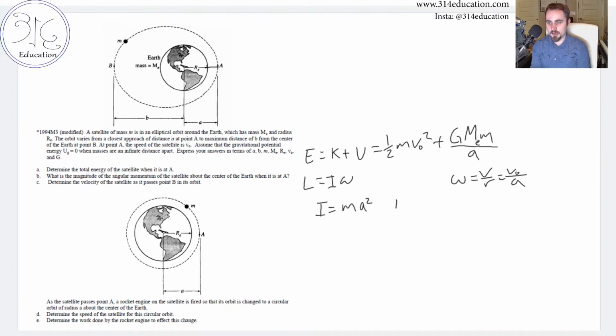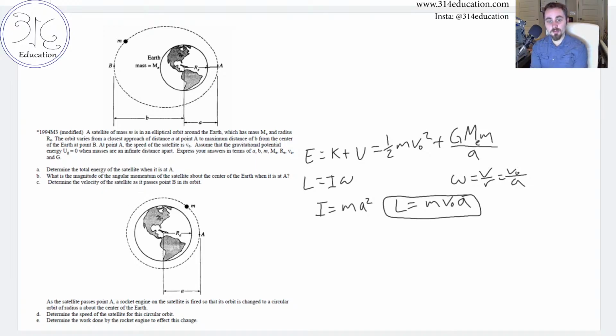And so our angular momentum at this time will equal m times v naught, and then we have a squared divided by a, which is just going to leave us with an a on the top. So this is our angular momentum, m v naught a. Good.